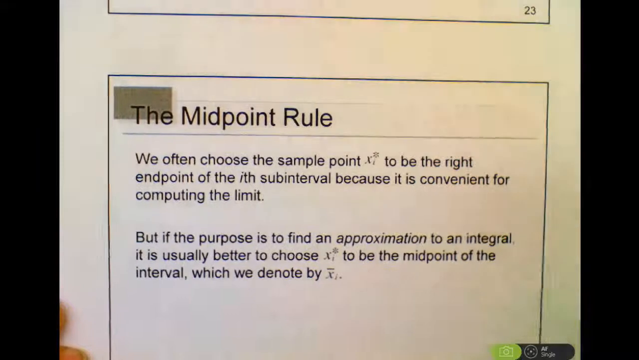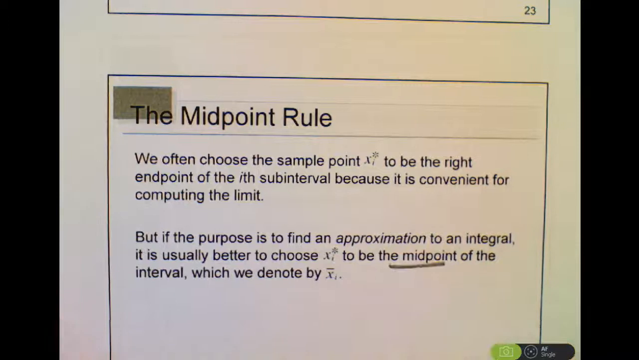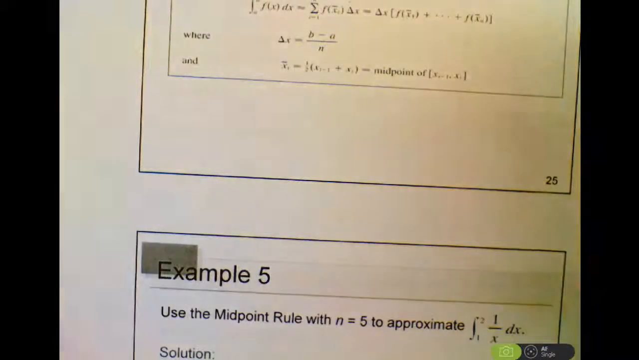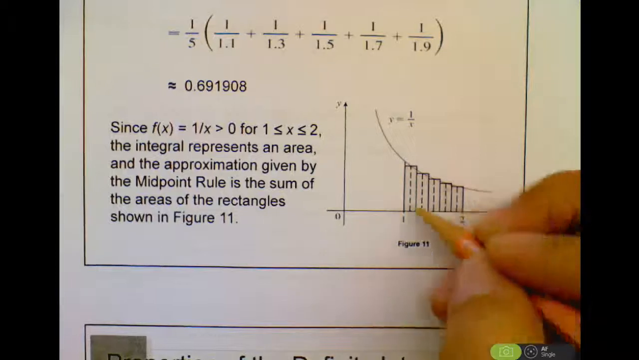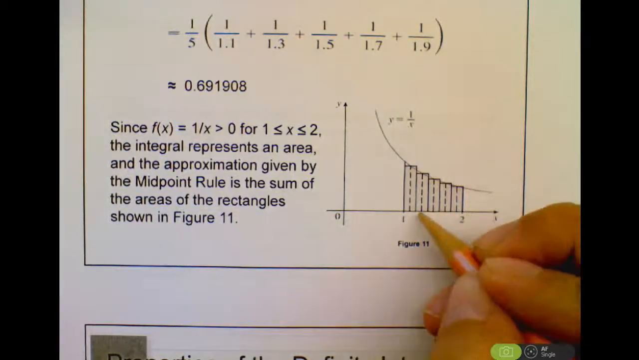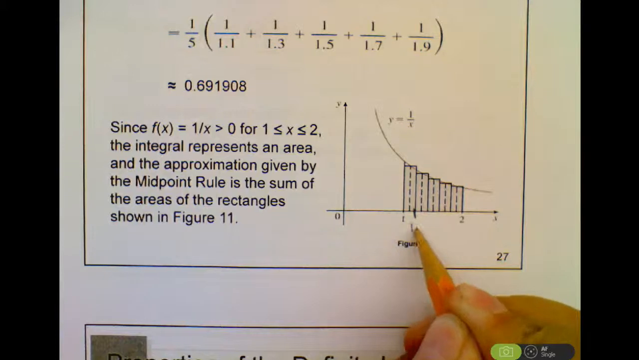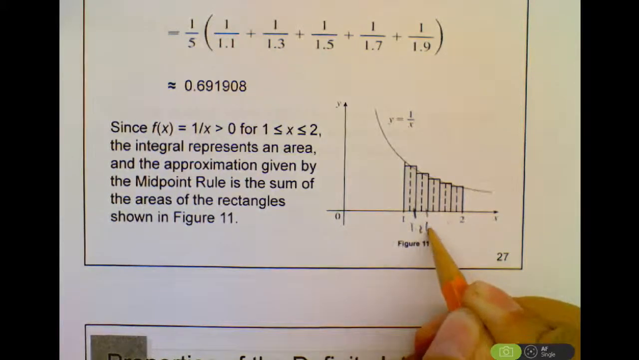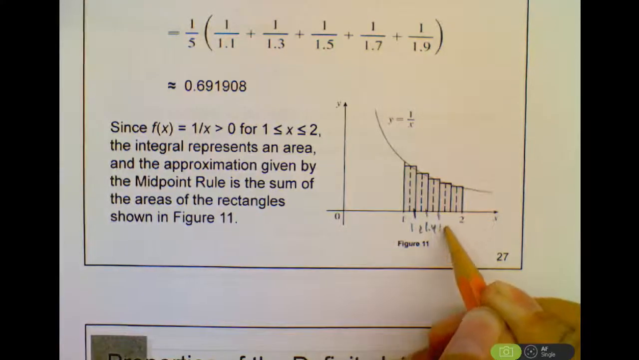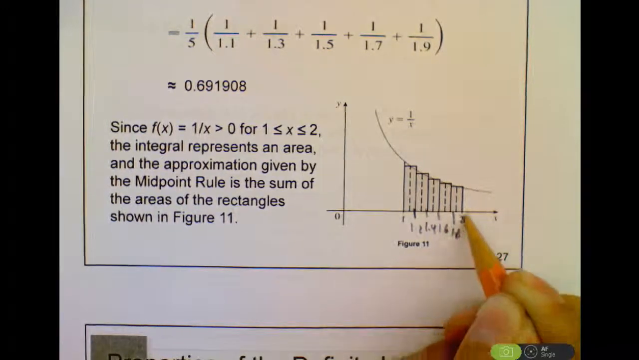Now it says, we often choose the sample point to be the right endpoint, but sometimes it is better to use the midpoint in every rectangle. So the picture is going to look like this, if I'm finding the area between 1 and 2 and I want 5 rectangles, it will be between 1 and 1.2, between 1.2 and 1.4, between 1.4 and 1.6, between 1.6 and 1.8, and between 1.8 and 2.